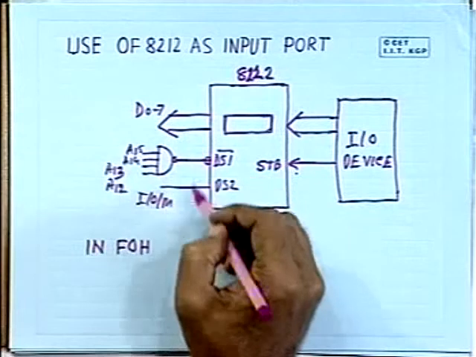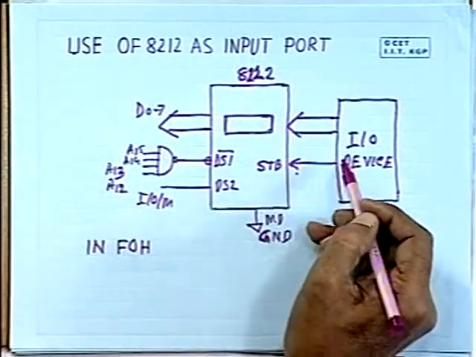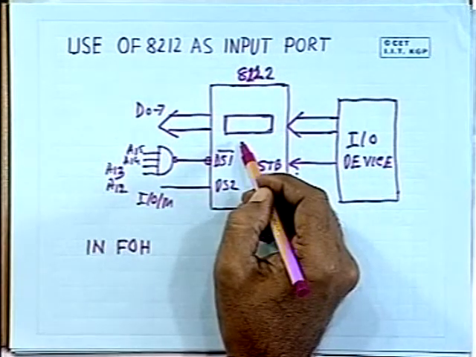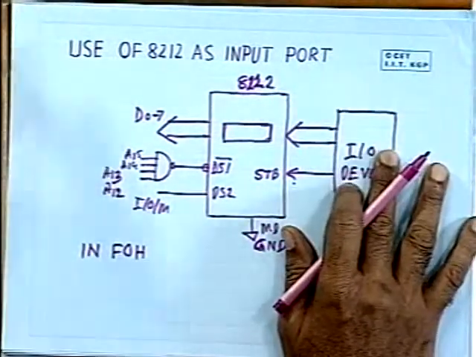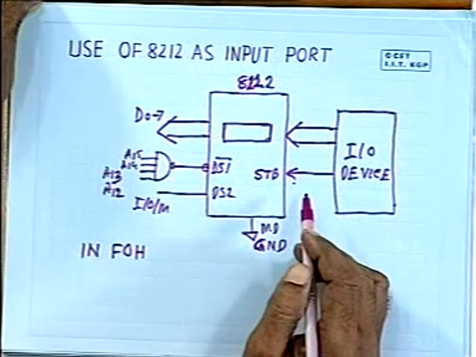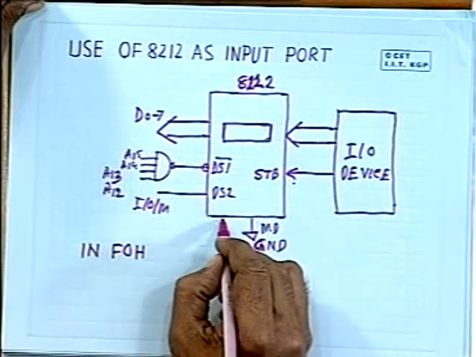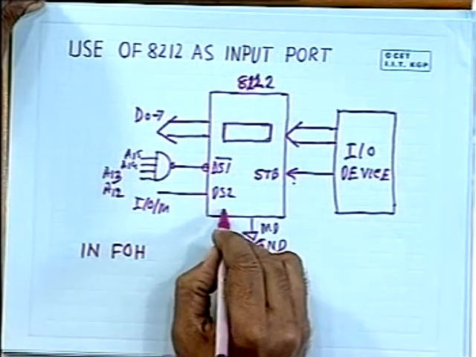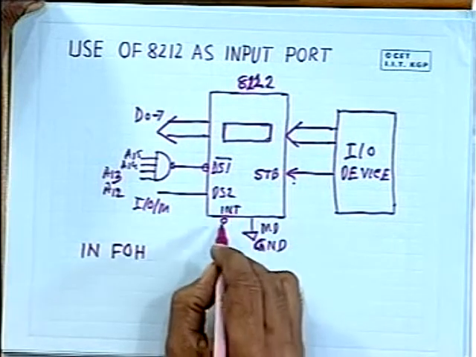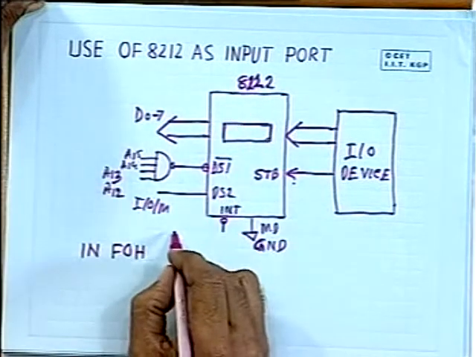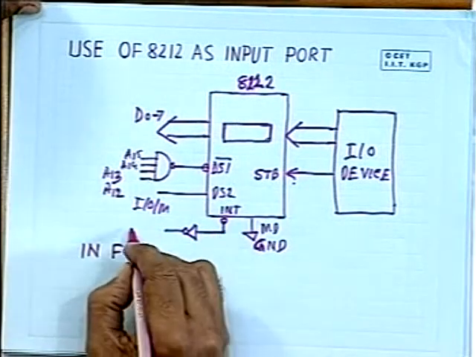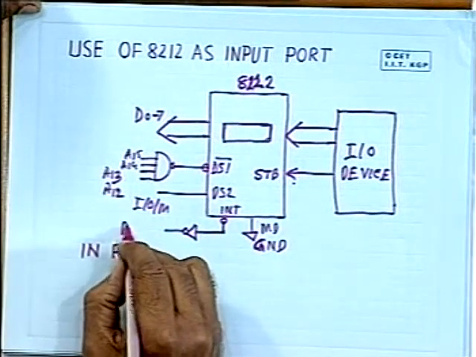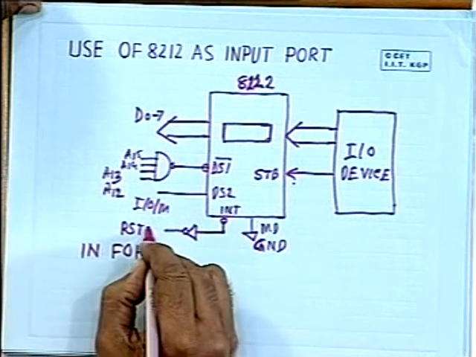Now, in this case the microprocessor does not know when the data has been written. So, we can make use of the interrupt driven mode in this particular case. In such a case, what we have to do is that the INT line which is coming out from the 8212 can be connected through an inverter to one of the interrupt inputs, say RST 7.5.